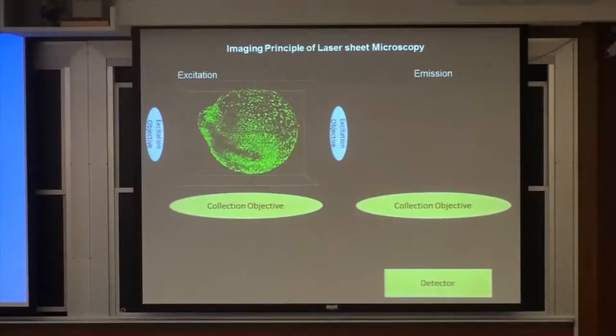But in the microscope I am using, a separate objective from the side images a similar sample, creating a thin laser sheet in the plane using a proper combination of excitation objective and the scanner. And we collect the emission only from this plane on the detector. So you can clearly understand, once I am taking the image of a plane, I am only imaging that plane. I am not exposing the other planes to the laser. So photobleaching reduces very dramatically, particularly for these kinds of thick and large tissues.